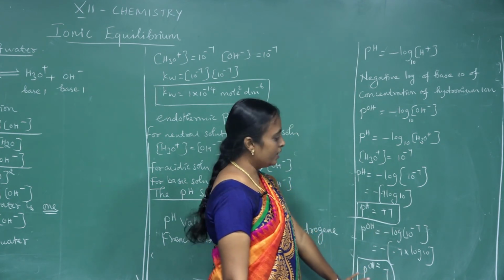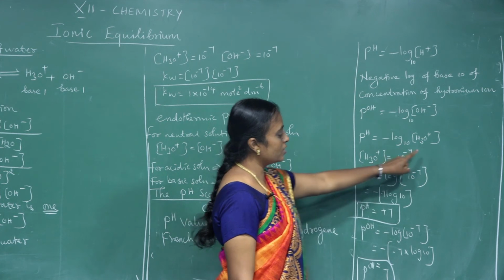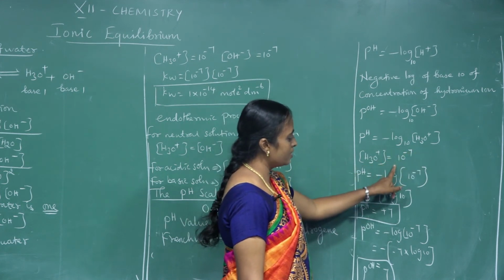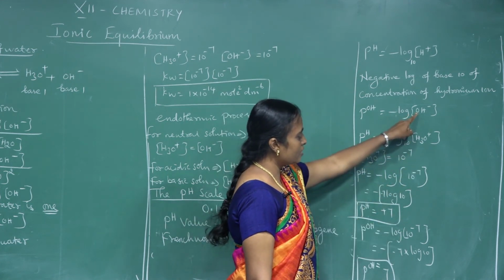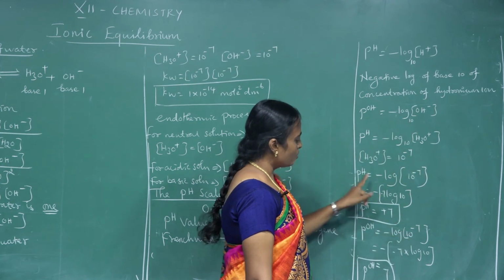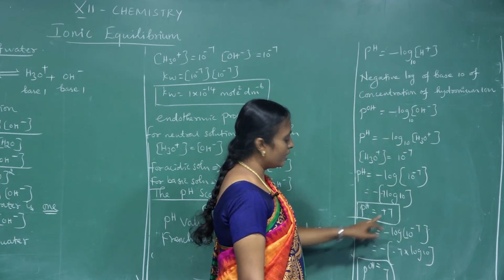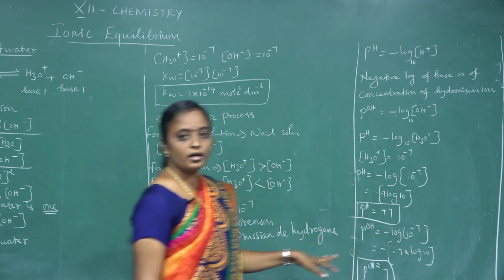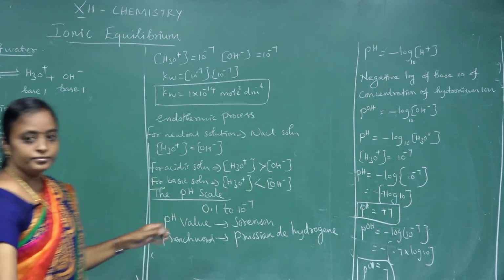That will appear by substituting the concentration of a hydronium ion as 10 power minus 7, concentration of a hydroxyl ion as 10 power minus 7. So either way you are going to get pH value equal to 7 for a neutral solution.